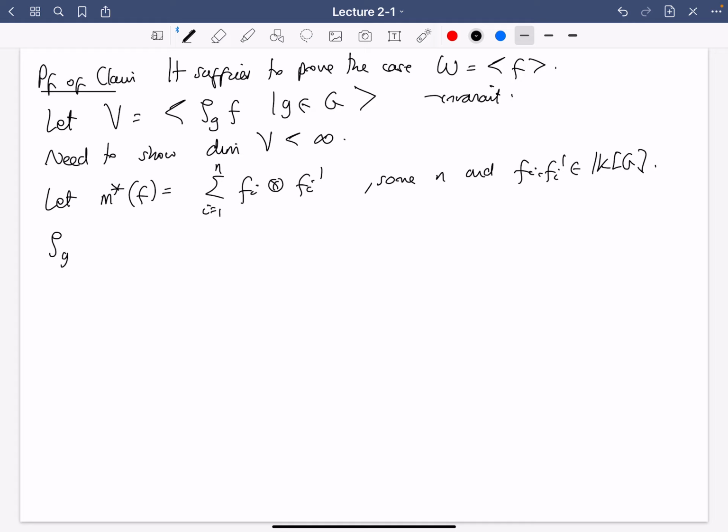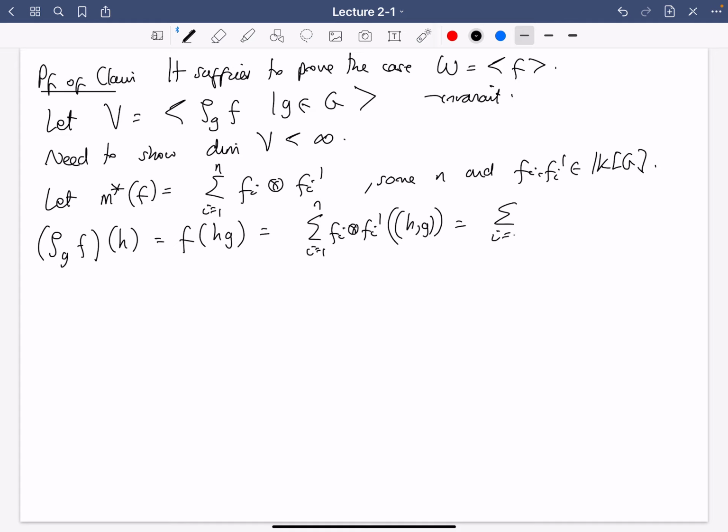Let's just think about what happens if I take an element of the group, little g, and right translate my f. To understand that, I have to apply that function to some h, so that's f of hg by the definition of right translation. But this is f applied to a product, so I can just as well calculate that by co-multiplying f and applying that to the pair h comma g, which is, what is that? That's fi of h, fi prime of g.